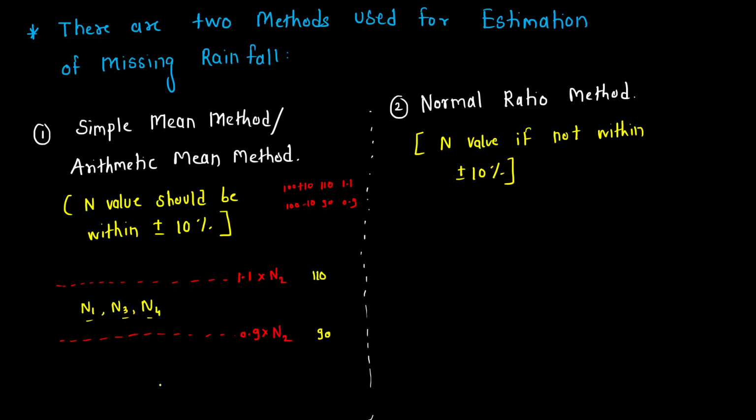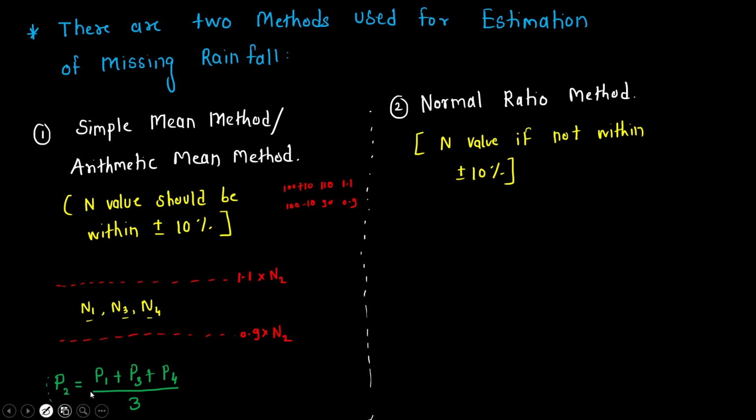If this is taking place, that is, the values are within plus or minus 10 percentage, then we will use the simple mean method. What is the formula for this? Simple one: P2, which we have to calculate, is the summation of the remaining precipitation, that is P1 plus P3 plus P4 divided by 3. This gives us the simple mean method. By using the simple mean method, we will get the missing rainfall data.